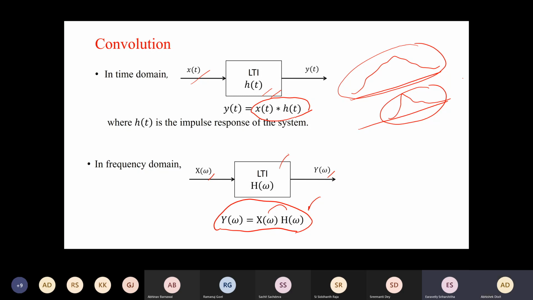Taking Fourier transforms is easier. Multiplication is easier. Taking the inverse Fourier transform is also easier, rather than doing the convolution. So from the complexity point of view, first of all, doing this thing is important. It's easier.